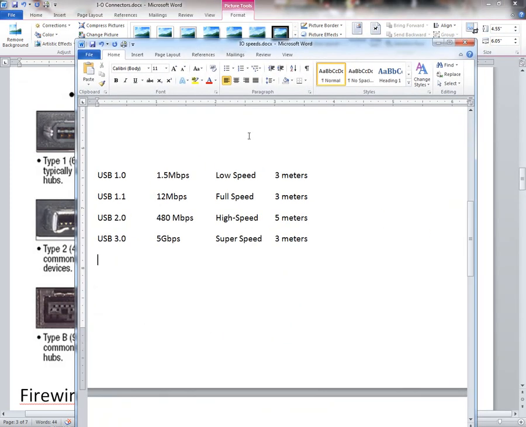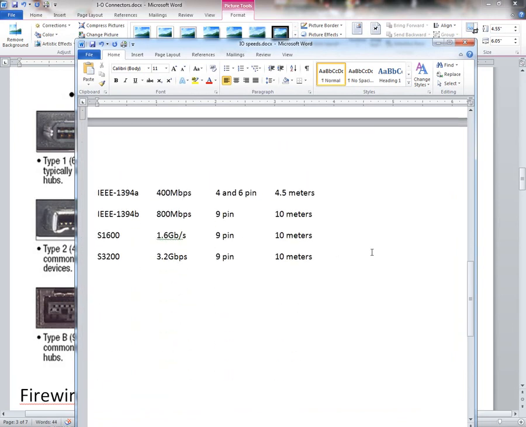1394A was our first one, and 1394A transferred at 400 megabits per second. You have a 4 and a 6 pin variety of connectors. And then we had 1394B. This transferred at 800 megabits per second, and then these all use 9 pin. You have 10 meters in length. You only have 4.5 over here on A.